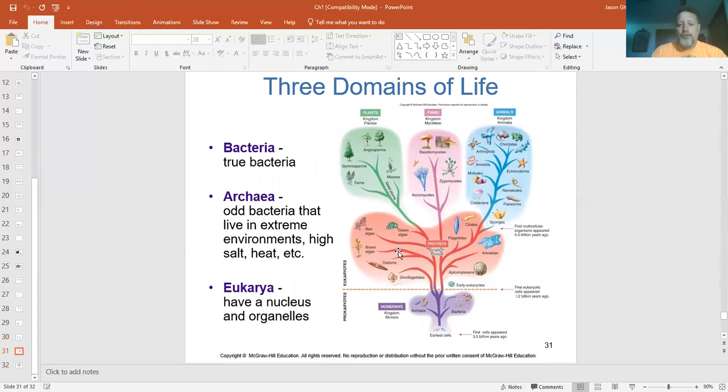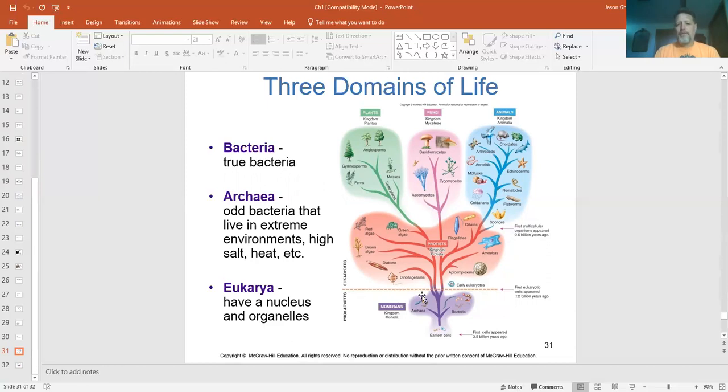Here's kind of a tree of life for it. We have the monerans down here on the bottom, and this is the domain of bacteria, the true bacteria, what normally people think of when they think of bacteria, and archaea. And archaea are ones that live in extreme environments where it's like high heat, high salt, either low pH or high pH. Yeah, those are just ones off the top of my head I can think of. Could be high pressure for that matter.